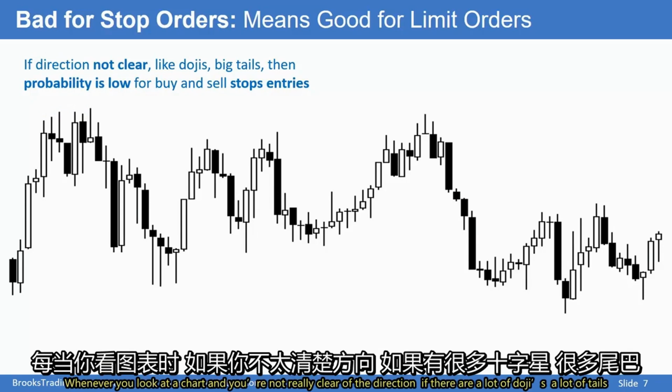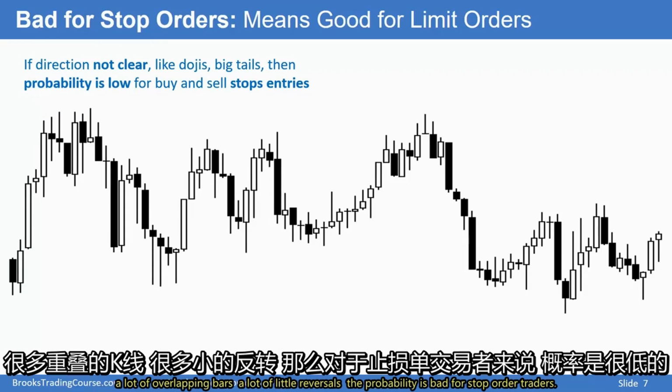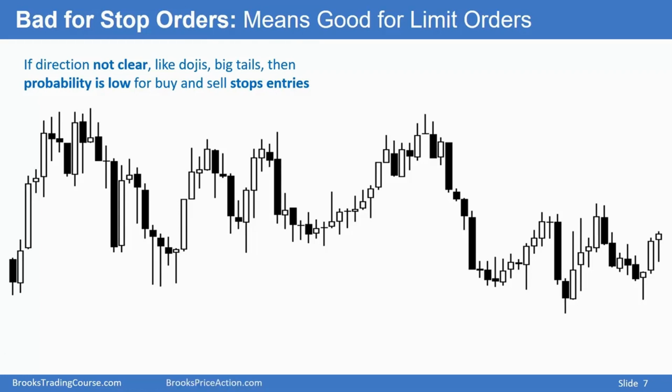Whenever you look at a chart and you're not really clear of the direction, if there are a lot of dojis, a lot of tails, a lot of overlapping bars, a lot of little reversals, the probability is bad for stop order traders.